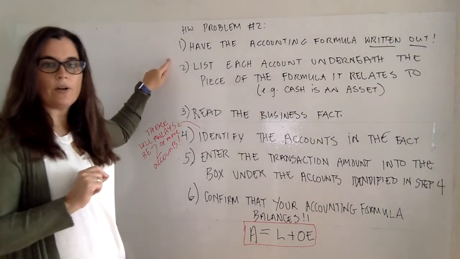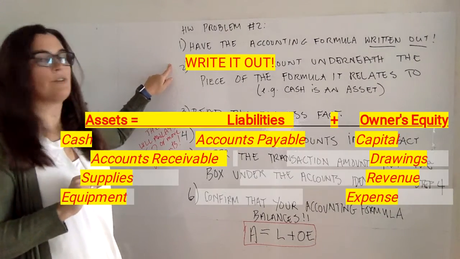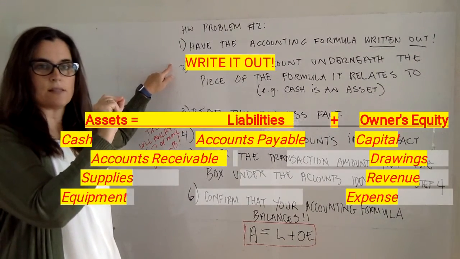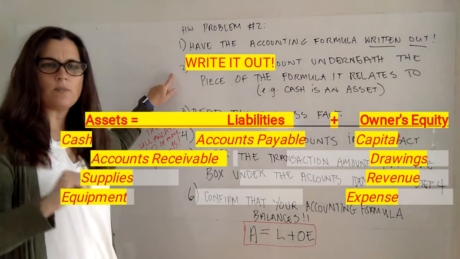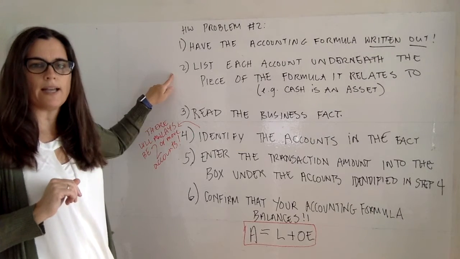Second, list each account underneath the piece of the formula that it relates to. So for instance, cash would go underneath assets. I suggest that also be written out. These two steps don't need to be anything fancy. Just have it there as a visual guide.